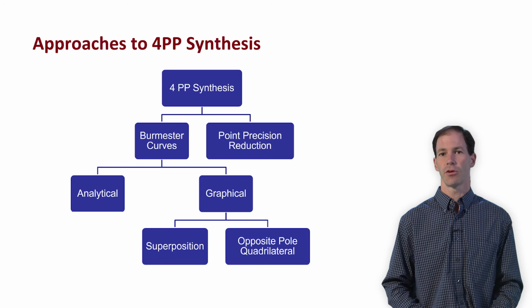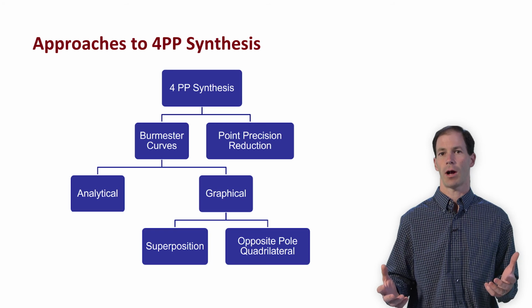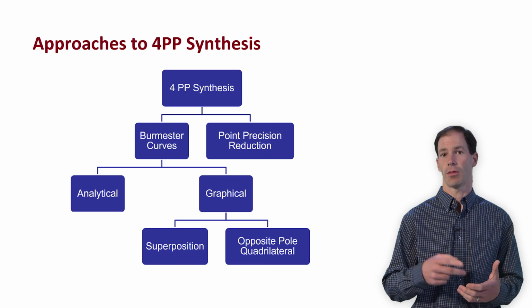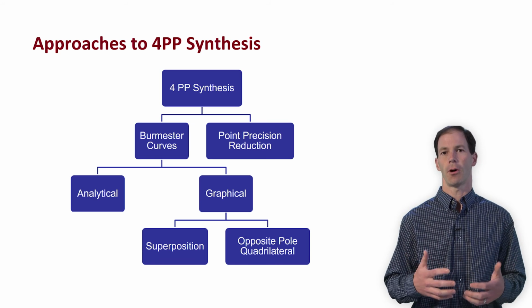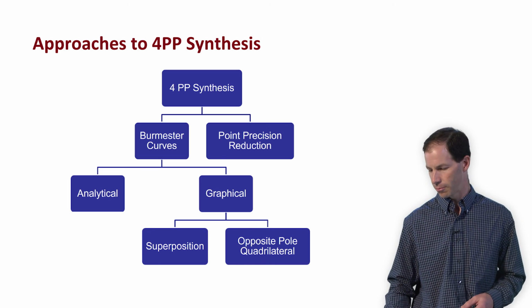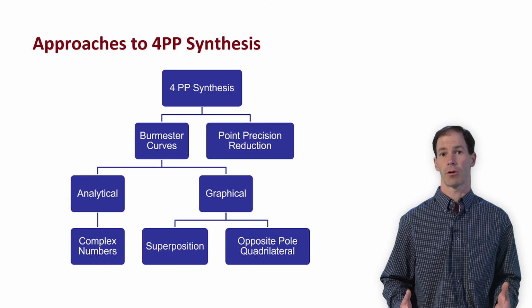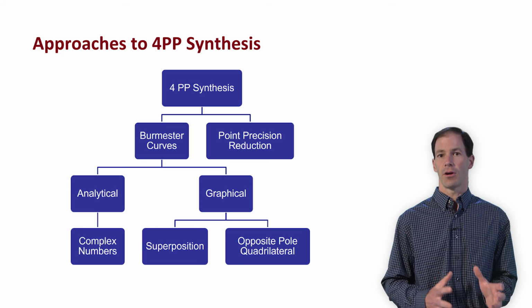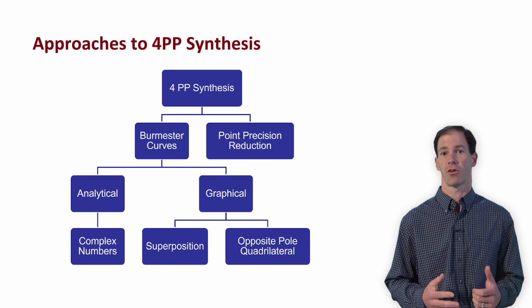But we will look at superposition. And this is the idea that I'm going to take two different 3 precision position problems and superimpose them. So the first problem would have positions 1, 2, and 3. The second problem would have 1, 2, and 4. We'd superimpose those and find where we get overlap between the solutions. That's our superposition. And then we'll also look at it from a complex number perspective where we generate our standard form equations and solve the nonlinear system of equations. So with this, our next videos will dive into actually doing the superposition and then going into complex number 4 precision position synthesis.